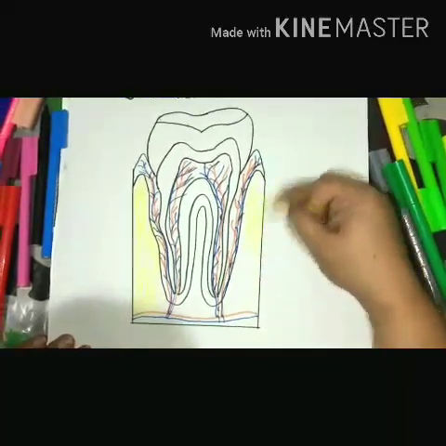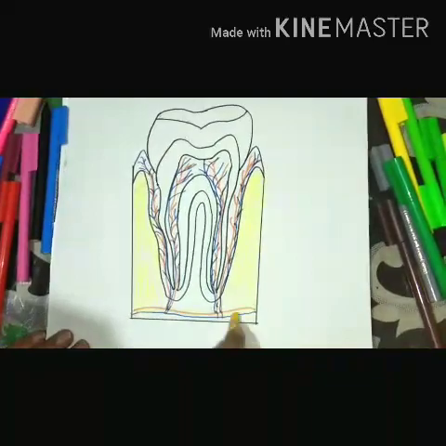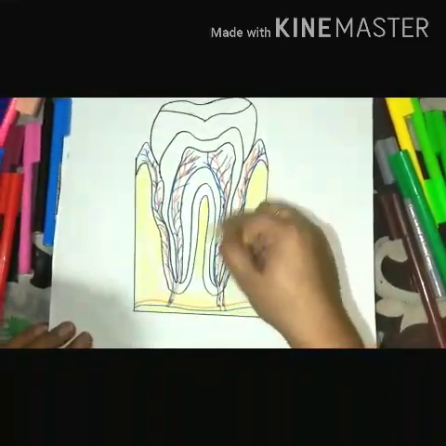Now you can shade the bone portion yellow. Yellow portion is the bone. As you can see, I have shaded the yellow portion, which is the bone portion.